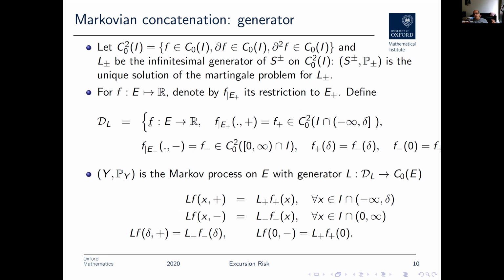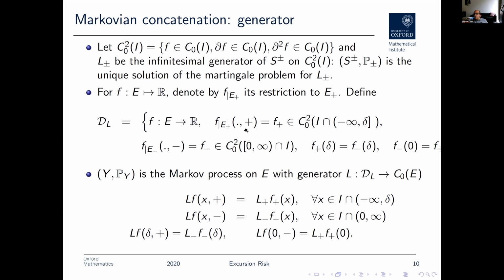So I take a function on the whole space, and when I'm in E plus, the process will evolve according to the generator L plus. So I want the restriction to E plus to be in the domain of the generator L plus. When I'm living in E minus, when I'm evolving in the minus phase, I want the restriction of the function to be in the domain of L minus. So that's the first restriction.